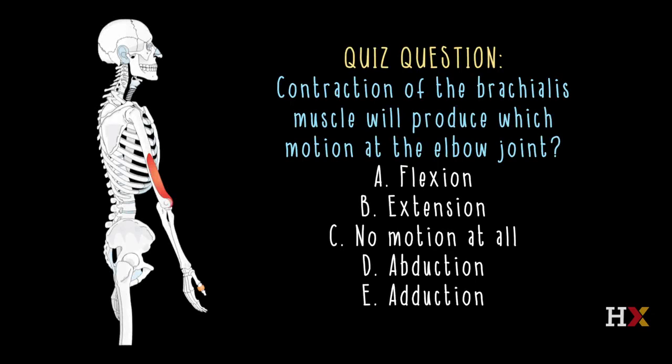So now for your quiz, we'll take some real muscles and without having to memorize a long list of attachments and functions, just by the position relative to the joint, you'll be able to infer the action produced at the joint when it contracts. This is the brachialis muscle. When it contracts, it will produce which of the following motions?